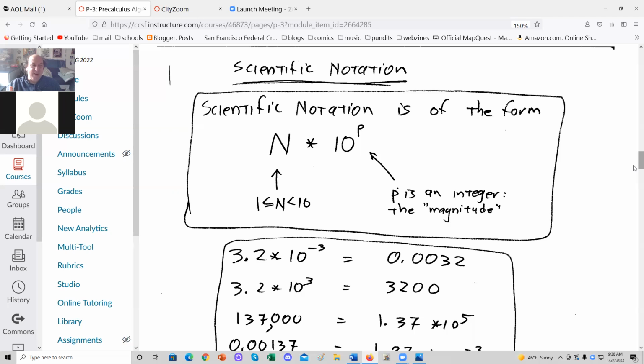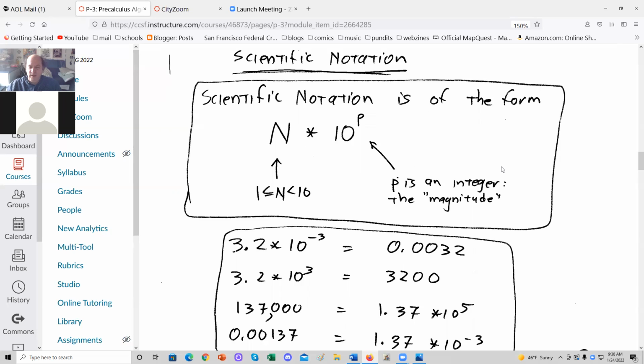Because if your hand gets tired, you miss a zero or you write it twice, and already you're off by a factor of 10, which means very wrong. So this is a way of writing it more compactly. You write a number in this form: n times 10 to the p. N is a number between 1 and 10. P is a whole number, the magnitude of the number.